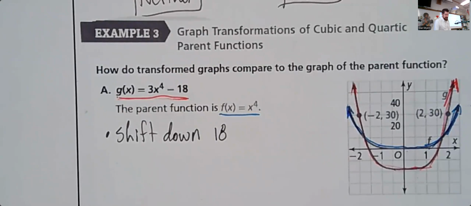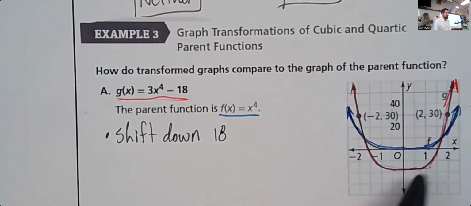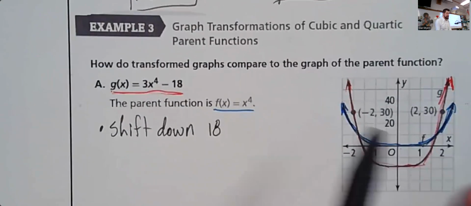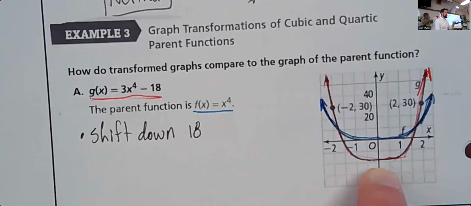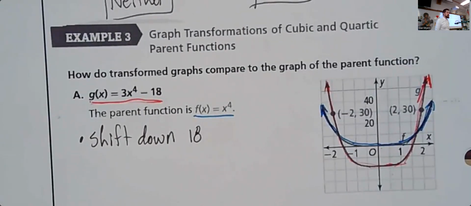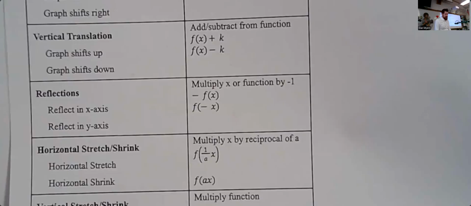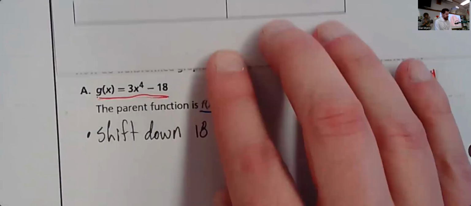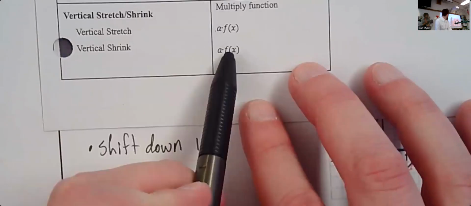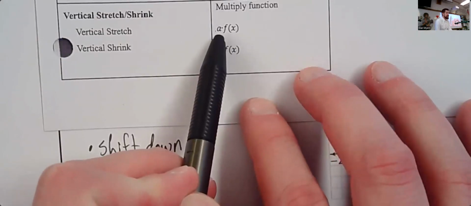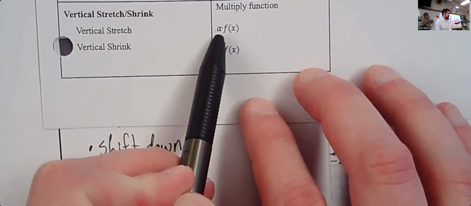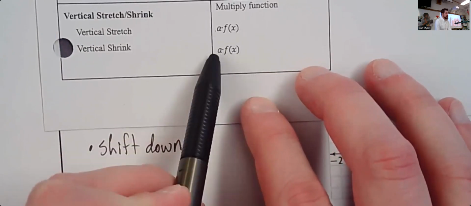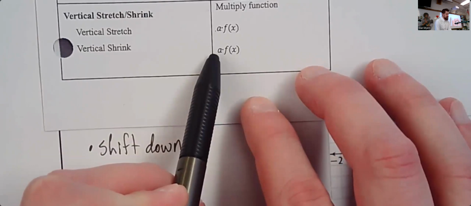What's the other thing you notice about G versus F over here? How is the red one different than the blue one, other than the fact that the red one has been moved down a bit? It's narrower, right? Yeah, it's getting vertically stretched. And a vertical stretch means that we are multiplying the y value by a certain number outside the parentheses. So that a value is what's multiplying the x to the 4th on this one.